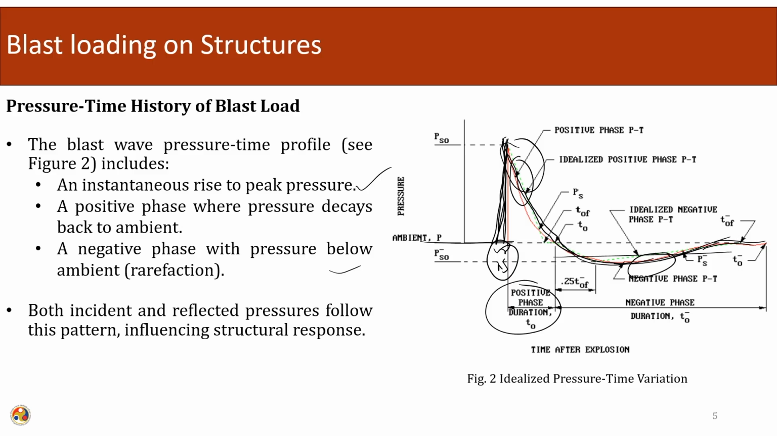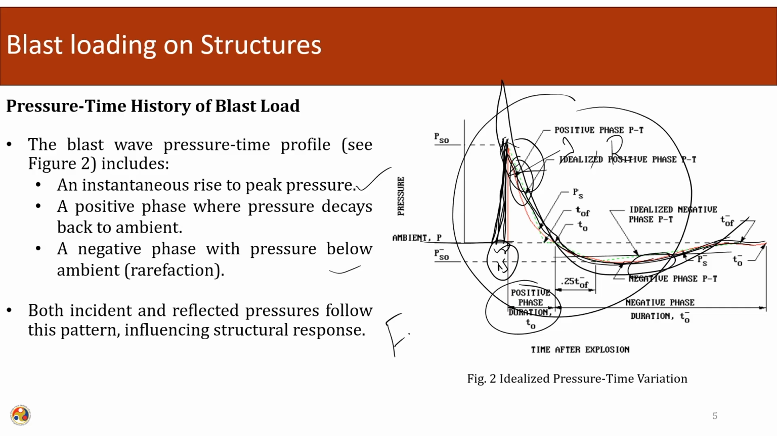Both the incident and reflected pressure follow this pattern. So, this can be a signature of the incident pressure and this can be a signature of the reflected pressure. Both will follow the same nature. And this curve is called Friedlander's profile. In blast terms, this pressure signature is known as the Friedlander's profile.